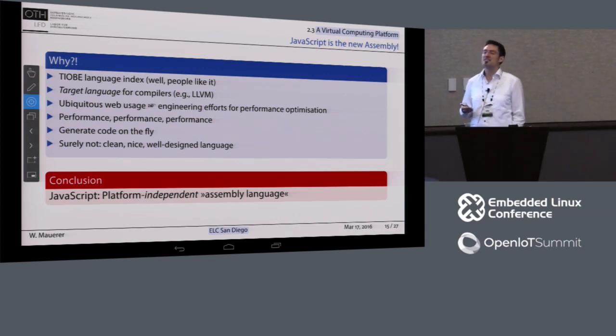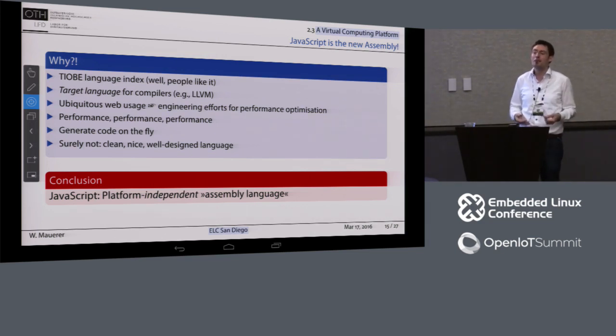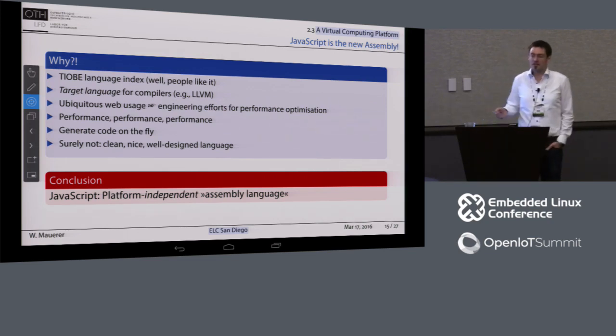So people have spent so much effort to optimize JavaScript, it's not really funny, because they just need to build efficient web browsers, and all this effort that was spent on optimizing web browsers and that was spent on optimizing the JavaScript just-in-time compilers on web browsers, we can reuse on IoT systems. Of course, you also have the advantage that you're able to generate code on the fly as with every other dynamic language, but that's more a side effect.